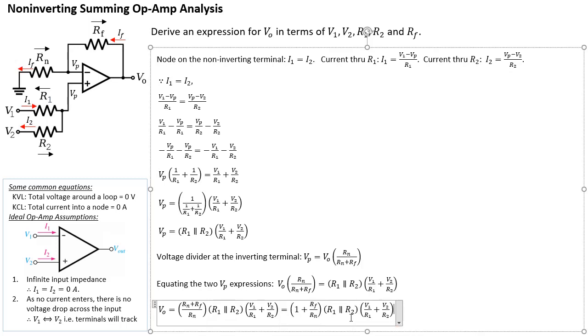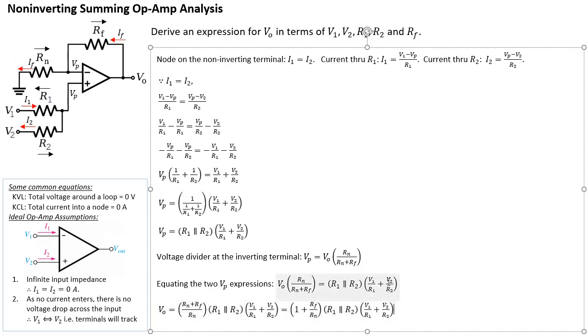Okay, so it's a bit more complicated than obviously the inverting summing op-amp. But hopefully you can see what happens if, let's say, all the resistors are of the same value. When all the resistors are of the same value, then you're going to get 1 plus 2 here, because they're both going to be R over R, so it's going to be 1 plus 1, sorry. So the whole thing is going to be simply 2.